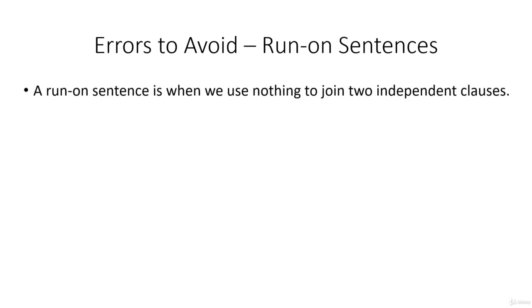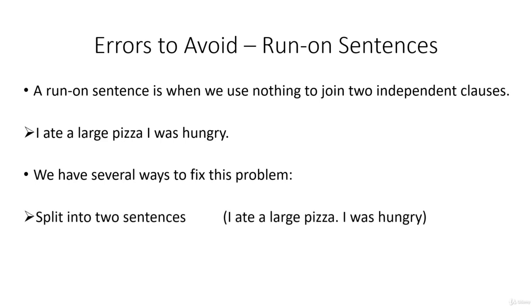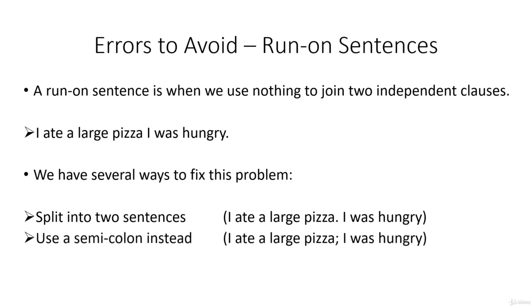So a run-on sentence is when we use nothing to join two independent clauses. I ate a large pizza, I was hungry. Again, we have several ways to fix this problem. We can split it into two sentences. I ate a large pizza, full stop, I was hungry. We can use a semicolon. I ate a large pizza, semicolon, I was hungry.